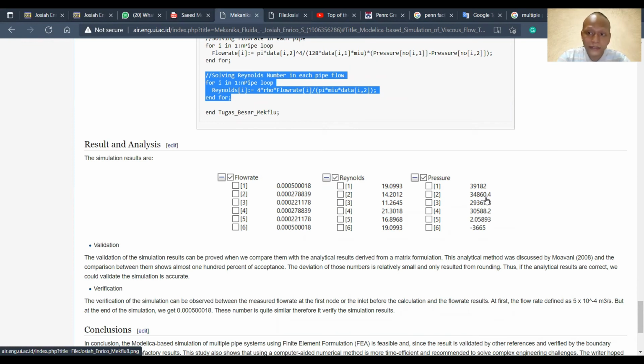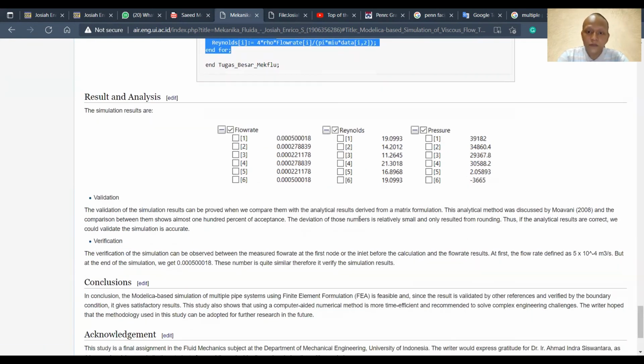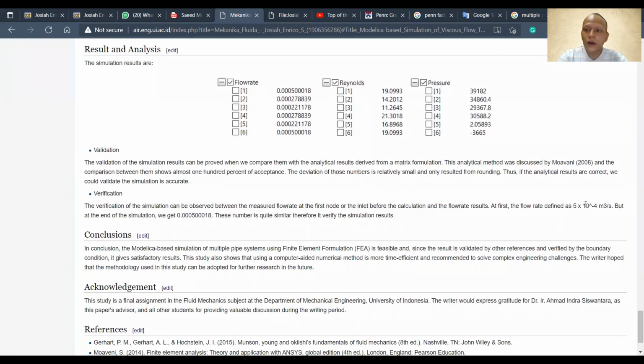If you compare these numbers to the analytical results, you can find out that all the numbers are quite similar, because the deviation of those numbers is relatively small and only resulted from rounding. Thus, if the analytical results are correct, we could validate that the simulation is accurate. That's the validation part. And then the verification part is where we're going to recall one property from before.